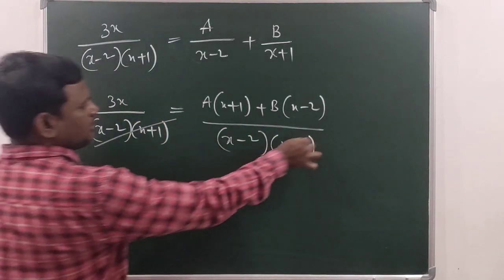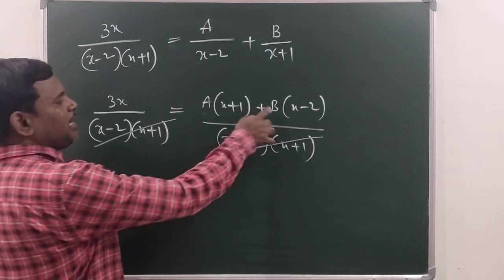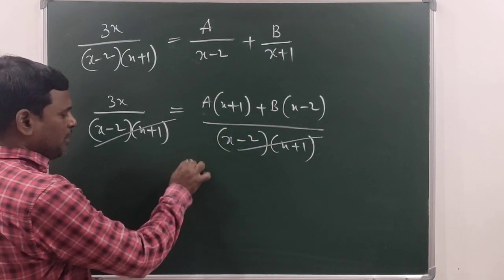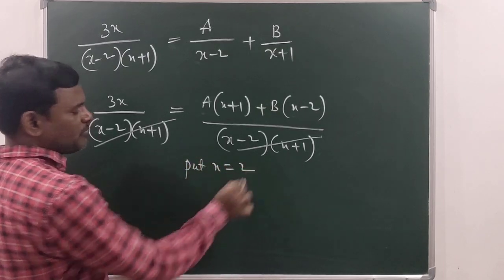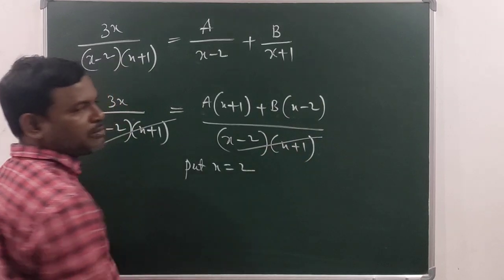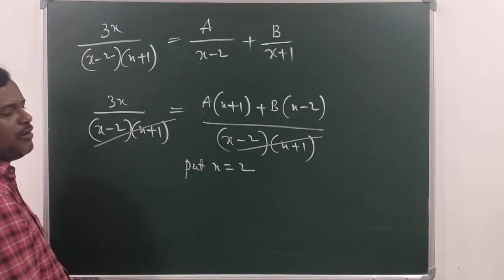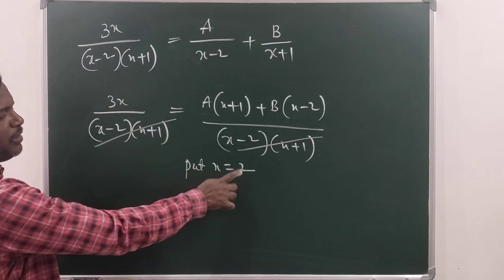Now cancel these two. Now evaluate these a and b values. So put x equal to 2. If you write x equal to 2, then this term will become 0. If it is 0, then you will get a value.